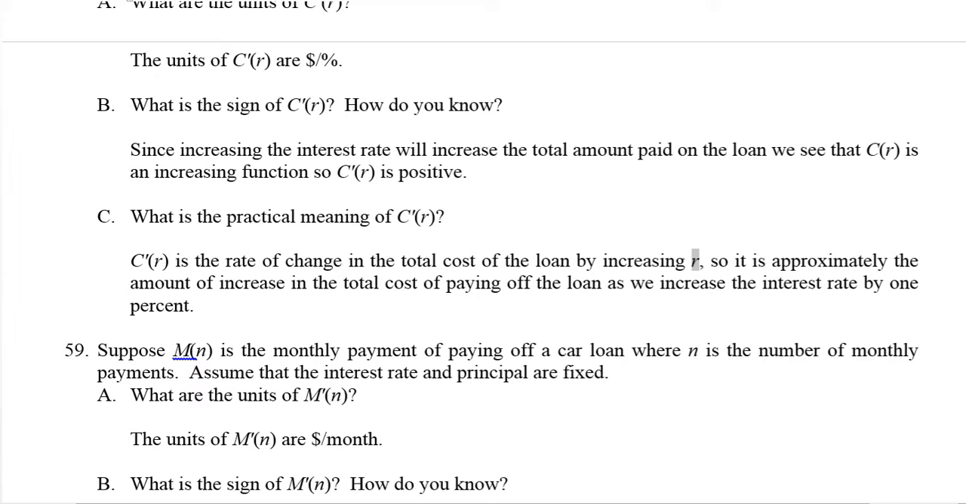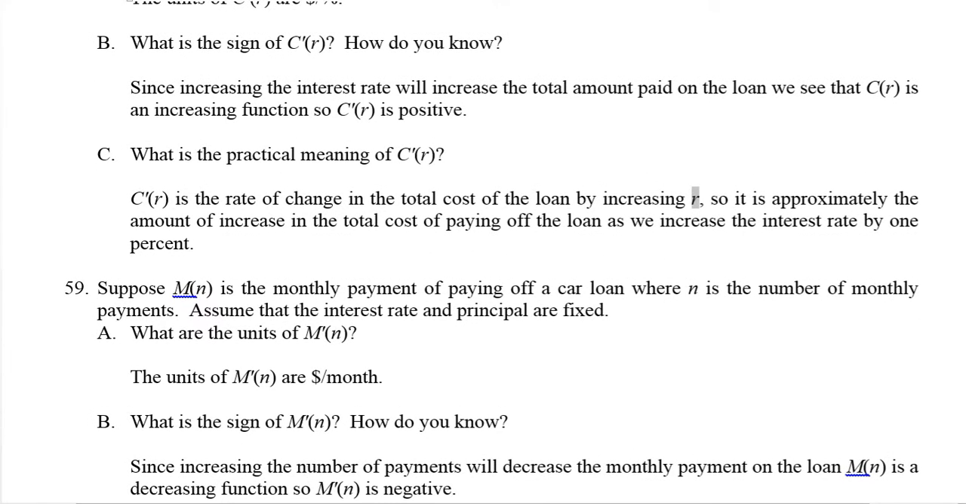What's the sign of M prime of N, and how do you know? Again, if we're talking about the sign of a derivative, we're asking about whether the original function is increasing, decreasing, or constant. So increase the input, see what happens to the output. In the context of this problem, if we increase the number of monthly payments, we spread the payments out over more time, keeping the interest rate and the principal fixed, so we will lower our monthly payment. So M of N is a decreasing function, and therefore M prime of N is negative.